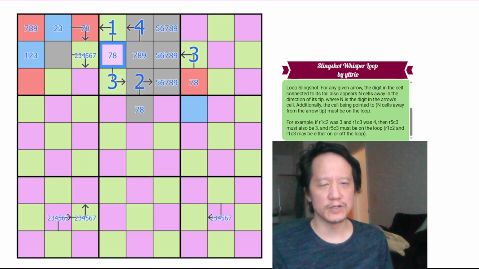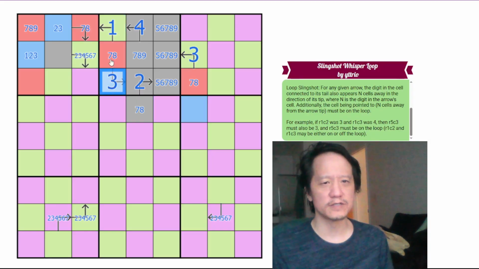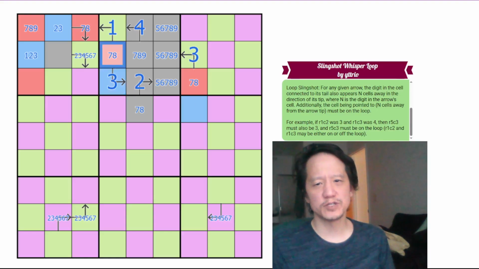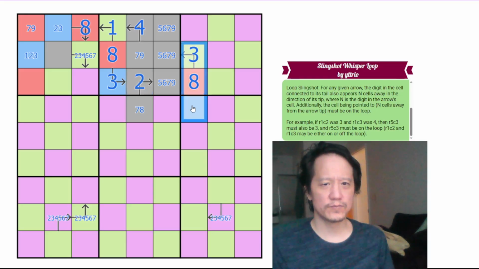So this must be on the loop. Since this is on the loop, it has to exit out this way, so this must be on the loop too. Right? It either goes there or it goes here, and then it exits out this way. So this is on the loop, which means this must be 8 to be 3 away, so that's 8. This is 8. This can't be 8. These can't be 8, obviously. This is an 8. This could be 1 or 2. Cannot be 4.